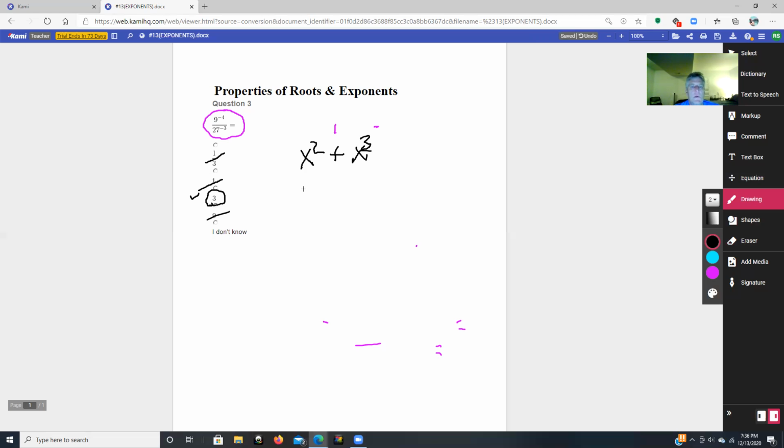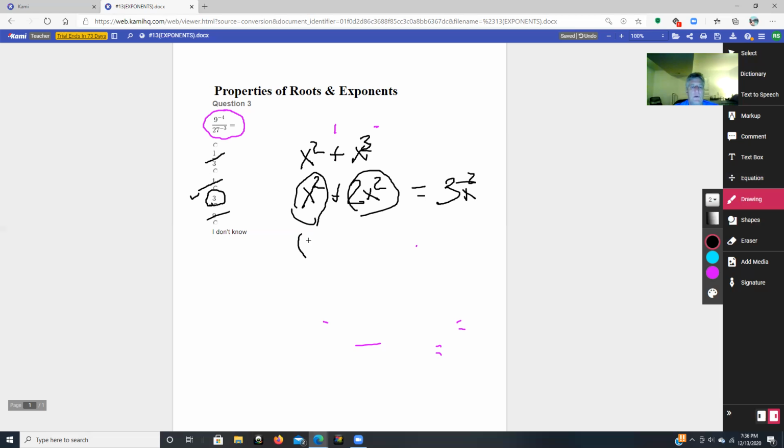What I'm looking for is x's to the same power. So if I had 2x squared, I have x squared on both of these, so I could add these together to be 3x squared. All right, the rules start to come into play when we have multiplication.